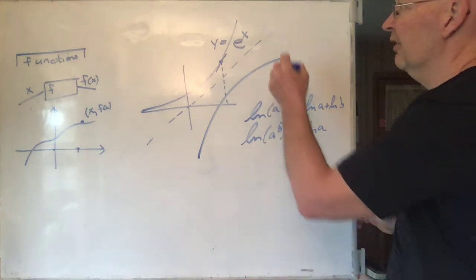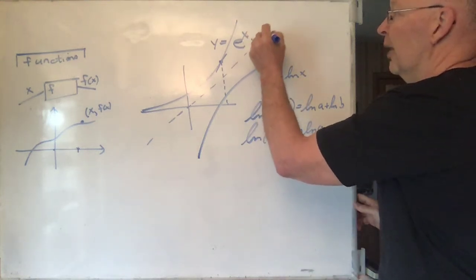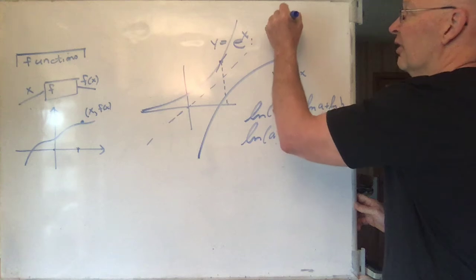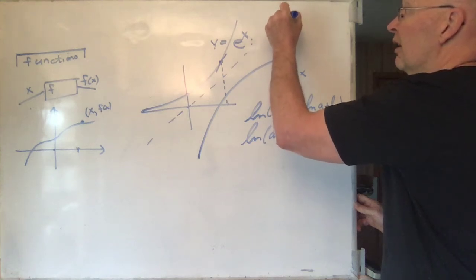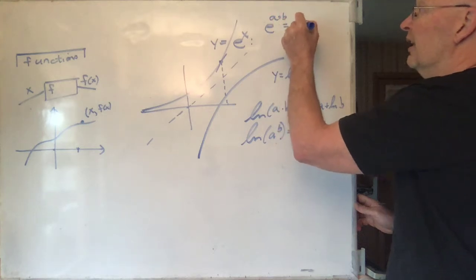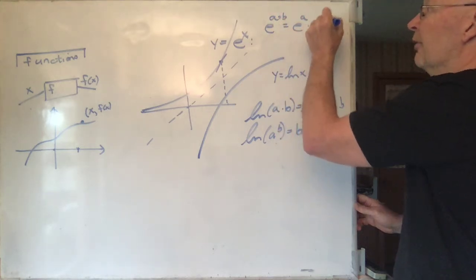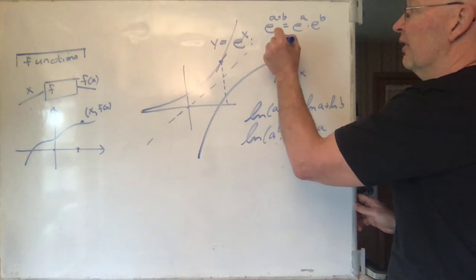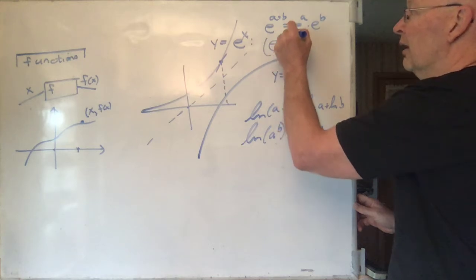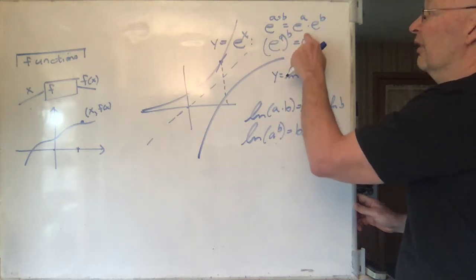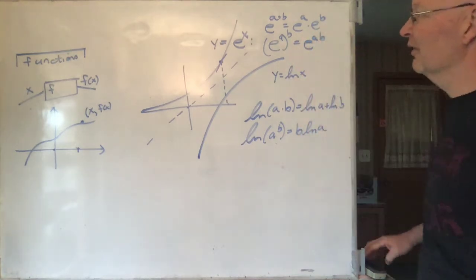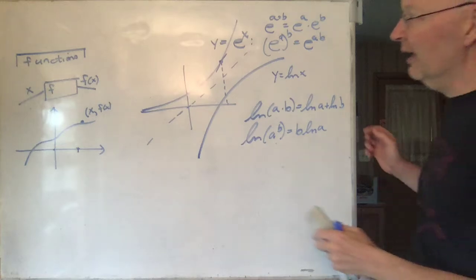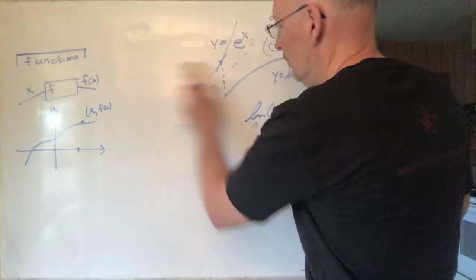Okay, the exponential, in contrast, had the property that e to the a plus b is equal to e to the a times e to the b, and e to the a, all to the b power, is equal to e to the ab. Feels like alphabet soup. Okay, so that was the exponential.